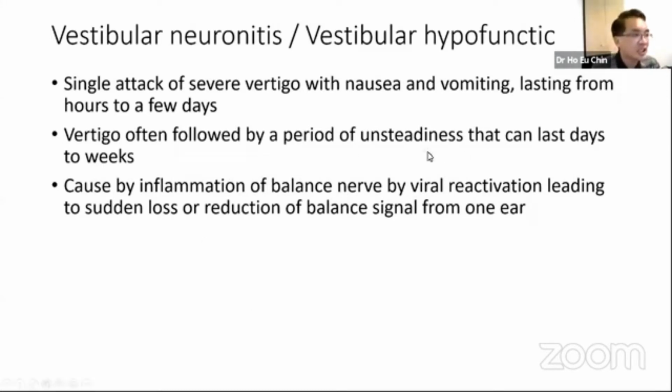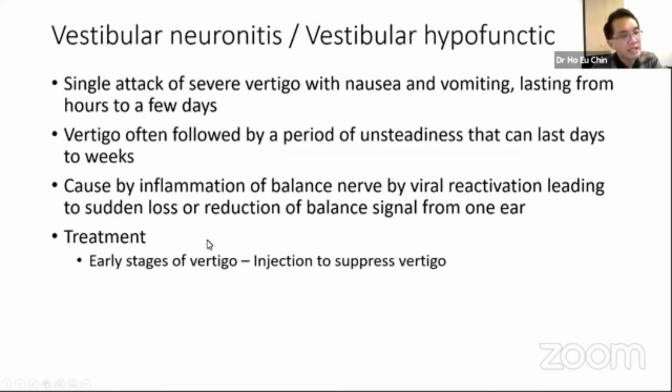Okay, the analogy to this would be like having shingles after chickenpox. After having chickenpox, the chickenpox virus doesn't go away 100%. The symptoms go away, you recover, but a small number of the chickenpox virus remains in your nerve cells. And when the condition is right, your immune system is low, this chickenpox virus can get reactivated, and you end up with shingles. So this vestibular neuronitis is analogous to shingles, but it's a different sort of virus.